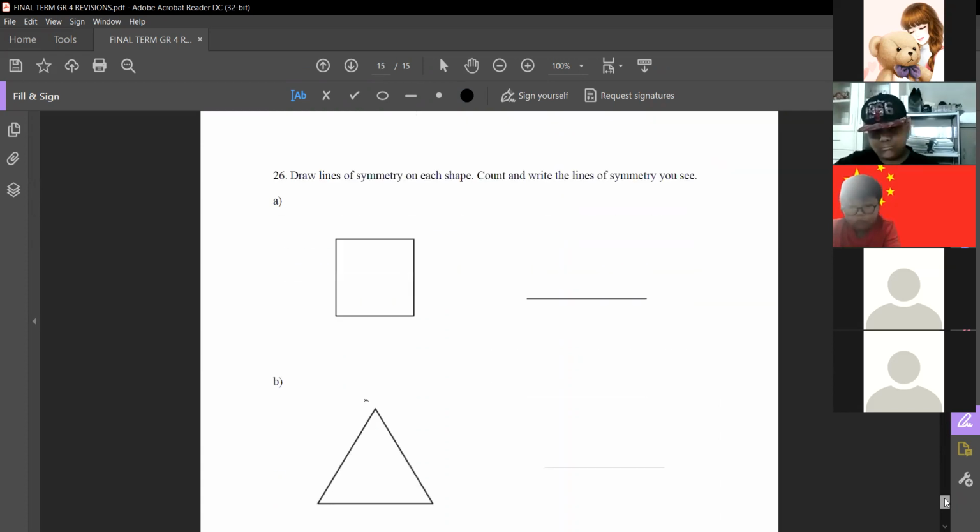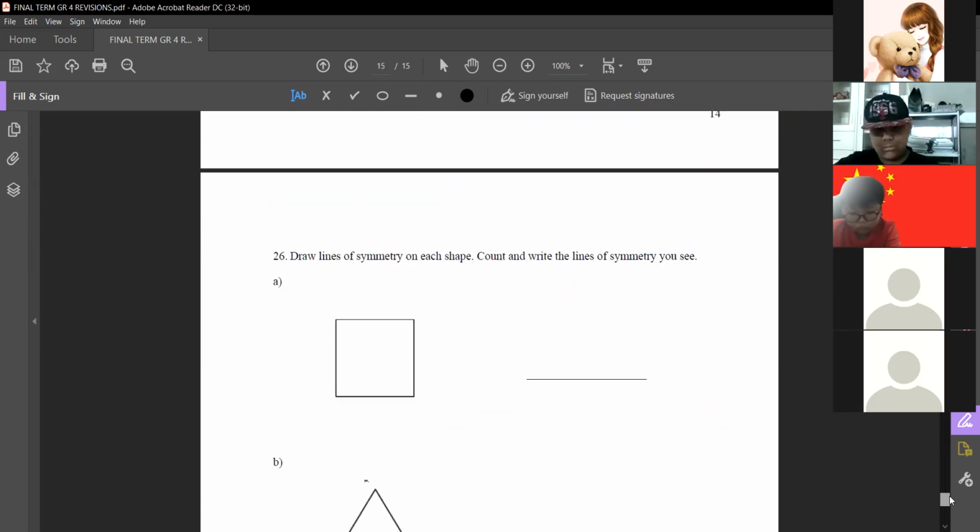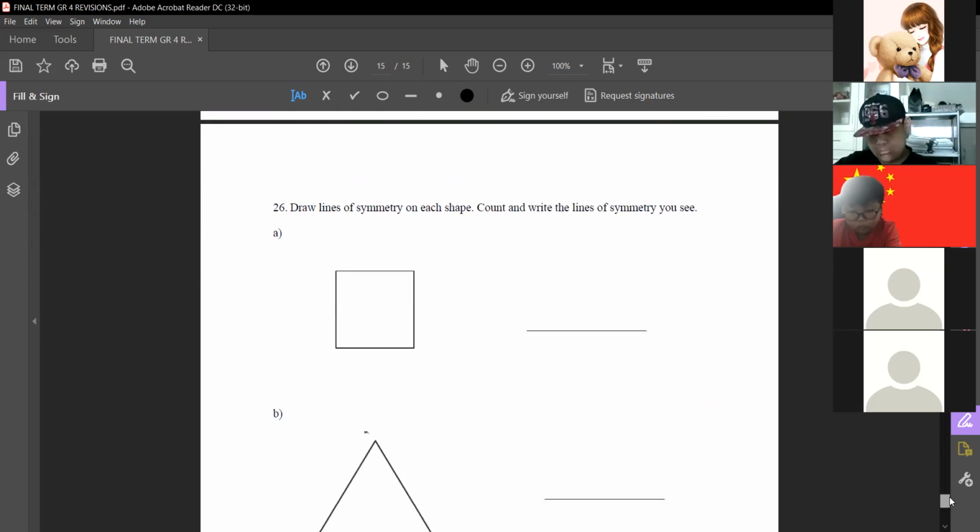Okay, this one is the last page and done already. Shall we try this one or not? So that if this kind of questions come out in your exams, it will be easier for you to draw the lines. For example, you can draw the symmetry lines of the shape, count and write the lines. Okay, for this, what shape is this, class? Don't tell me teacher didn't teach. I'm giving you the example questions. What shape is this? Square.